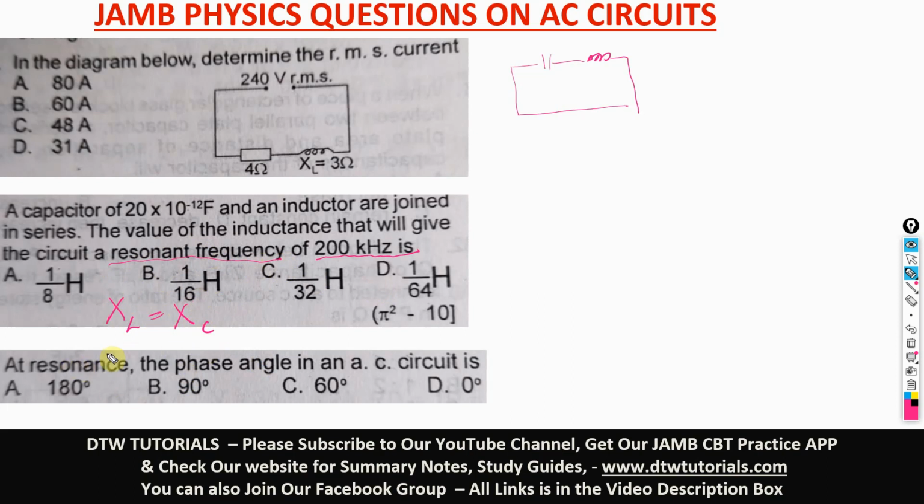And you can see there's a next question here. I think we should just quickly answer this question. It says at resonance, the phase angle in an AC circuit is 0. So at resonance, when the inductive reactance is equal to the capacitive reactance, there is no phase angle. So it would be 0 degrees. Are you getting me? So always know this. At resonance, XL is equal to XC, and also your impedance is equal to the resistance.